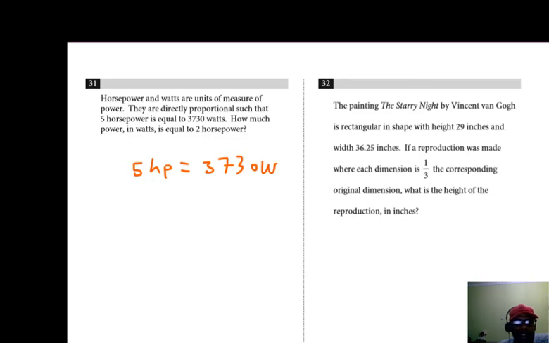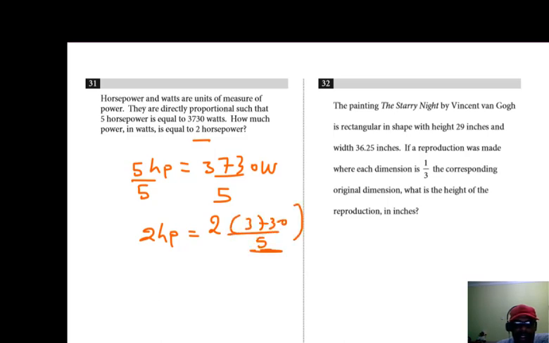How much power in watts is equivalent to 2 horsepower? So first I have to find the unit value, and then finally multiply by 2. This means 2 times 3730 divided by 5. Let me use the calculator. Twice 3730 divided by 5 gives you around 1492. So you have to plug in this.